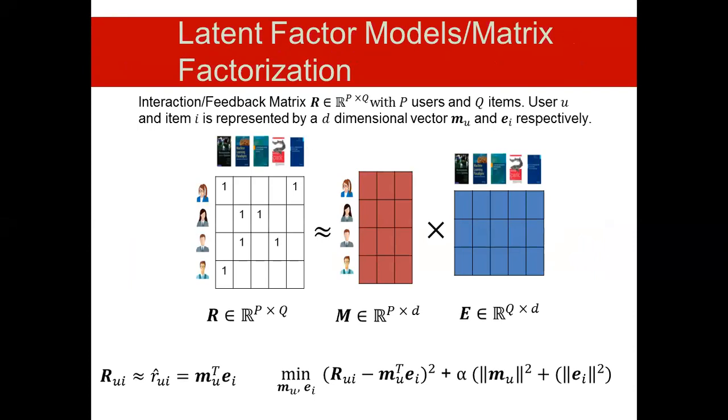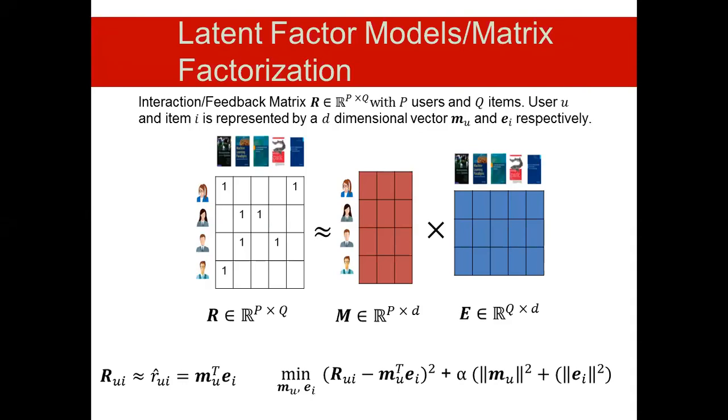So if the user likes that movie, it will be 1. Otherwise, it will be 0. But this matrix is very sparse, because one user may only rate very few movies or items. So our goal is to factorize this matrix into the product of two matrices. One is the user latent matrix M, another is the item matrix E.